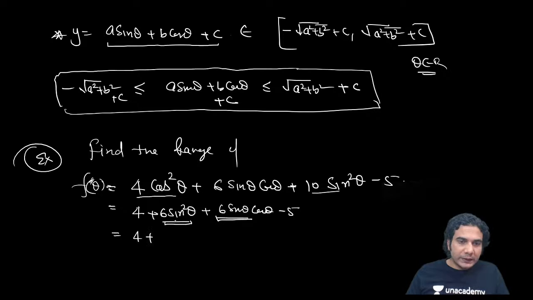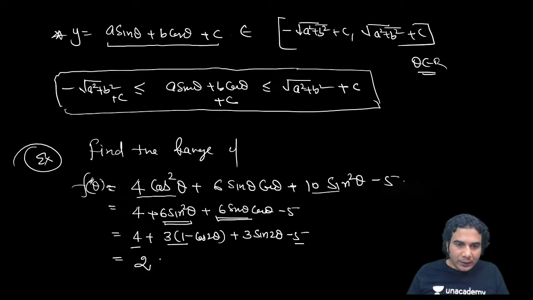So 4 plus 6 sine square theta, 2 sine square theta is 1 minus cos 2 theta, so it is 3 times of 1 minus cos 2 theta. Plus this is going to be your 3 times of sine 2 theta minus 5. Now you collect all the constants. So 3 plus 4 is 7, 7 minus 5 is 2. So 2 plus 3 sine 2 theta minus 3 cos 2 theta.